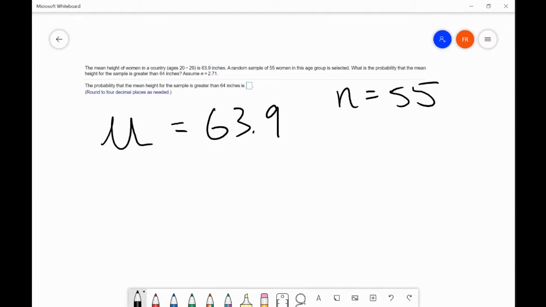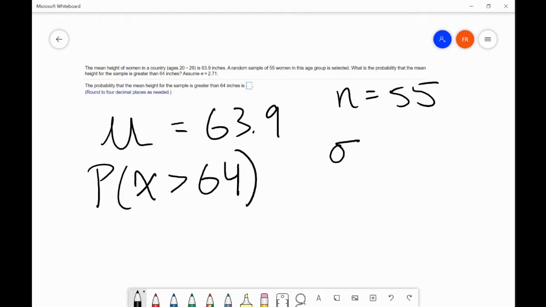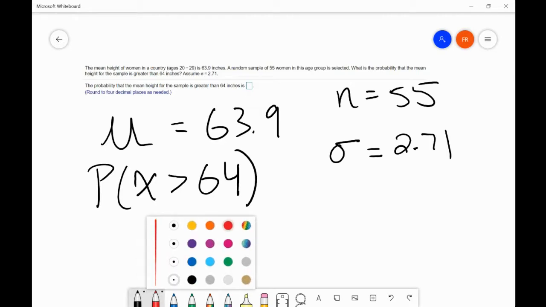And the question says, what's the probability that the mean height for the sample is greater than 64? So what we're looking for here is the probability that x is greater than 64. It also tells me that my sigma in this case is 2.71. Just like we've been doing all the problems, the first thing we're going to do is convert this to a z-score.